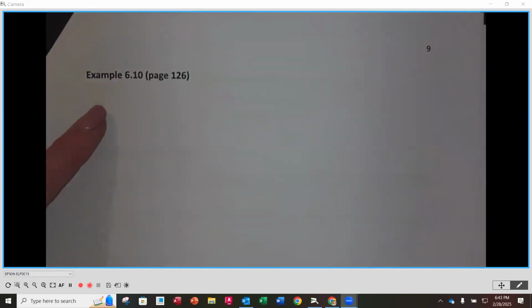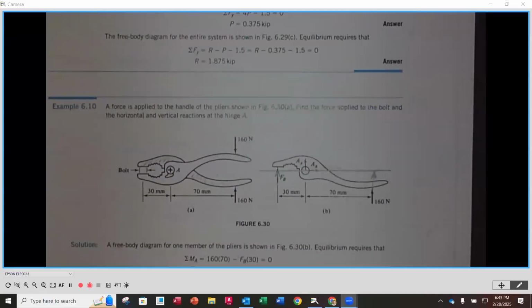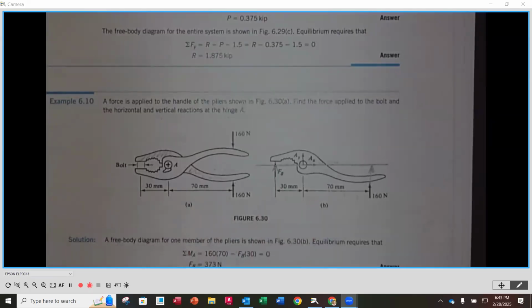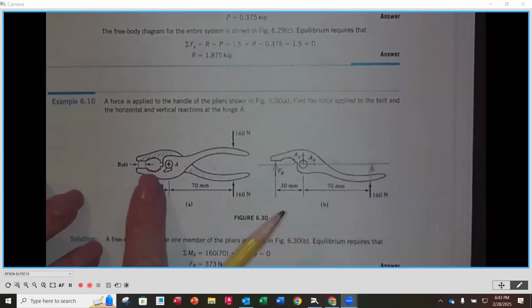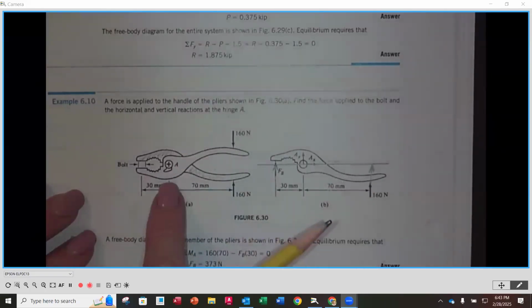Okay, so we're going to go to our last page in our guided notes, which is page 9. And the last example that we're going to look at is example 6.10. 6.10 can be found on page 126. This is going to be a pliers, and we want to find the force applied to a bolt that would be used in this pliers and the horizontal and vertical reactions at hinge or pin A, okay?